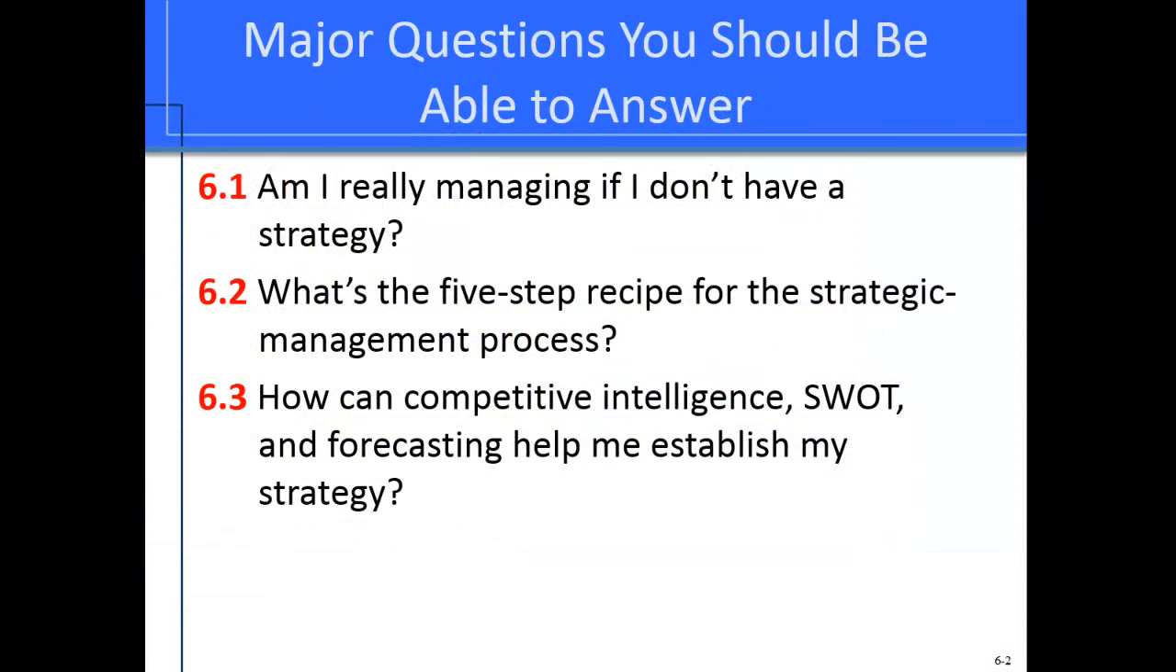As we look at how our chapter is broken up into 5 parts, the first part of chapter 6 is over the dynamics of strategic planning. And after reading this, you should be able to answer, am I really managing if I don't have a strategy? The second part, which is the strategic management process, you should be able to answer, what's the 5-step recipe for strategic management process?